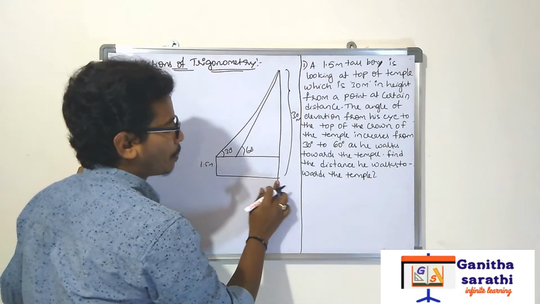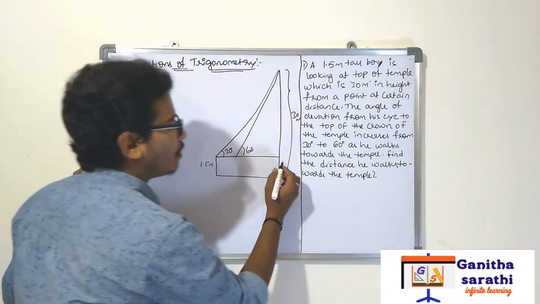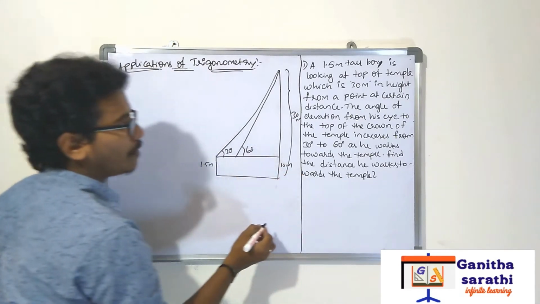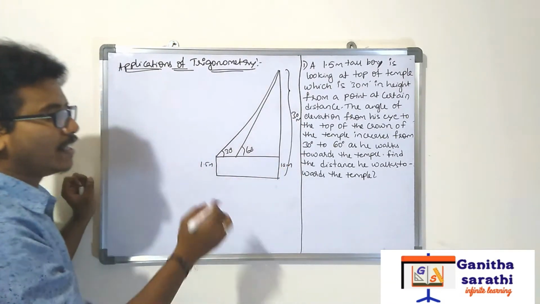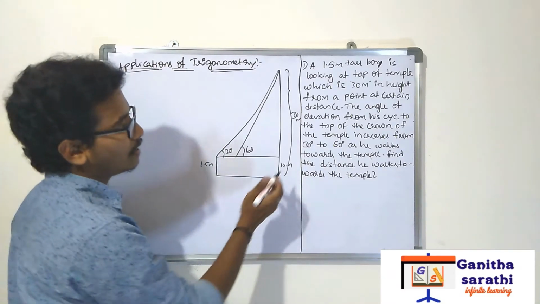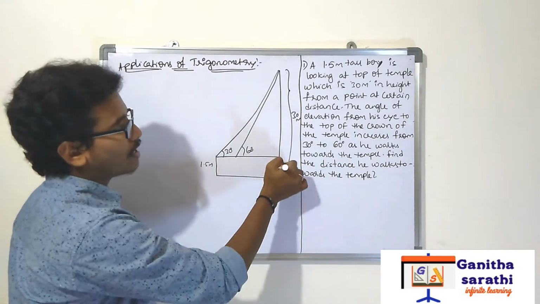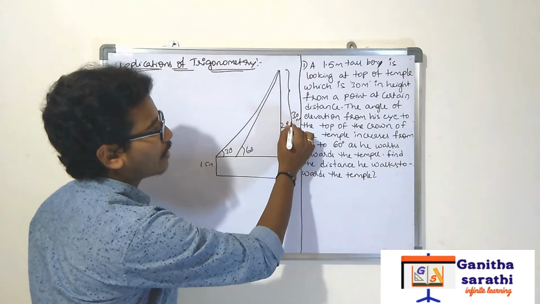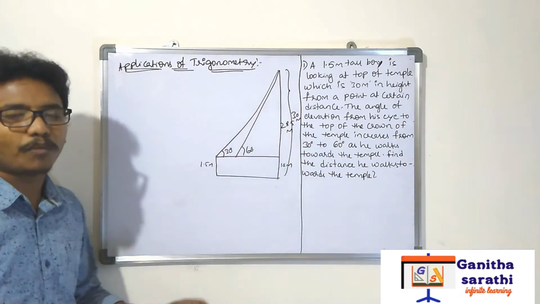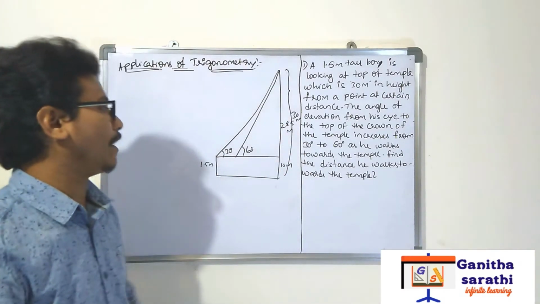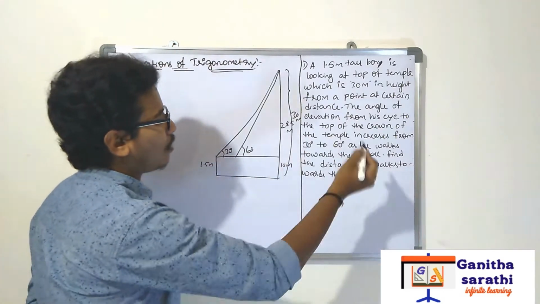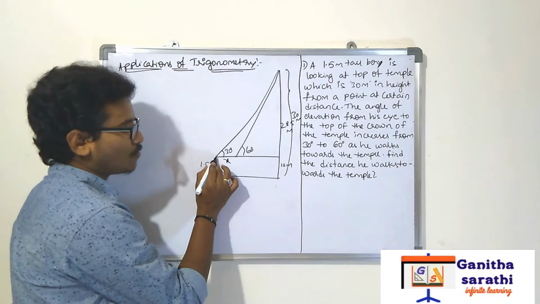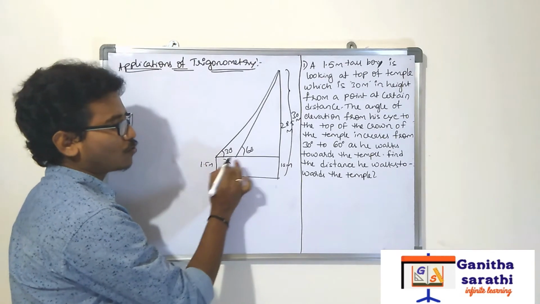Now if this is 1.5, this will also be 1.5 meters, since we have taken the boy's height. How much is the value here? 28.5, right? 30 minus 1.5 is 28.5. Now what do we have to find? The distance he walks towards the temple, which means he is walking from here to here. He walks towards the temple.